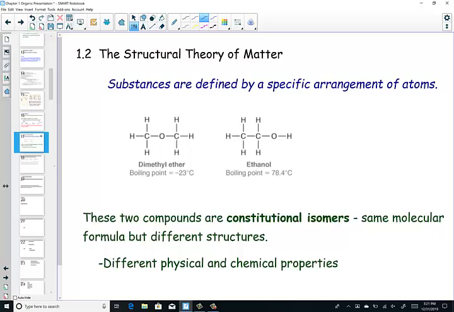Section 2 is known as the structural theory of matter. The structural theory of matter truly defines substances by a very specific arrangement of atoms. Here we have an example of 2 different compounds. One is known as dimethyl ether, and one is known as ethanol. When I look at this formula for dimethyl ether, I see a CH3 group attached to an oxygen attached to another CH3 group. And I know that oxygen will have 2 sets of lone pairs to complete its octet.